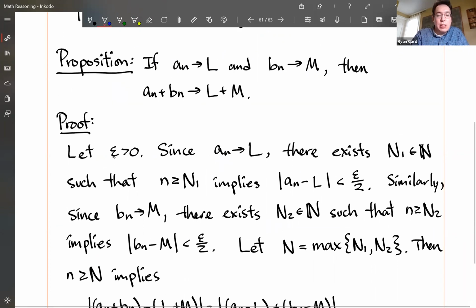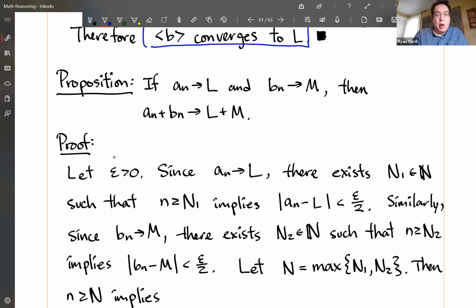Okay, let's look at the second proposition. In this proposition, we have two sequences, a_n and b_n, that are both converging to different numbers, L and M. If you have two converging sequences, then their sum, which is a third sequence, has to approach the sum of the limits of the two sequences being added. This seems pretty intuitive. If you have two numbers getting close to L and M, then the sum of the two things should be getting close to L plus M. Let's see if we can prove this.